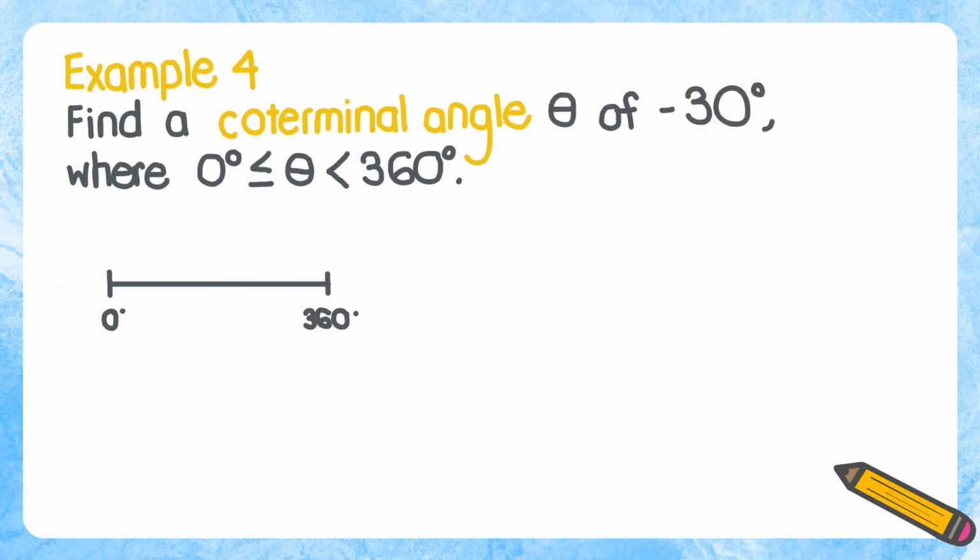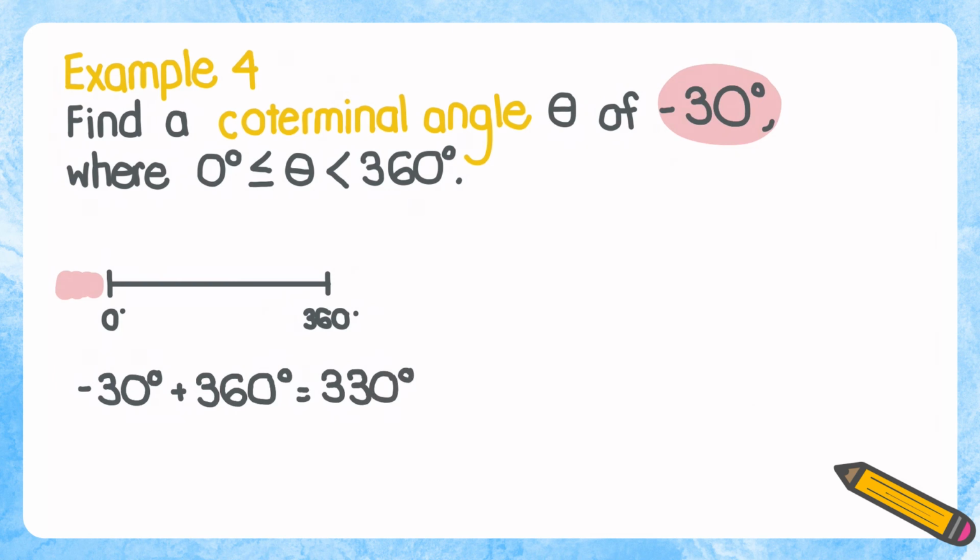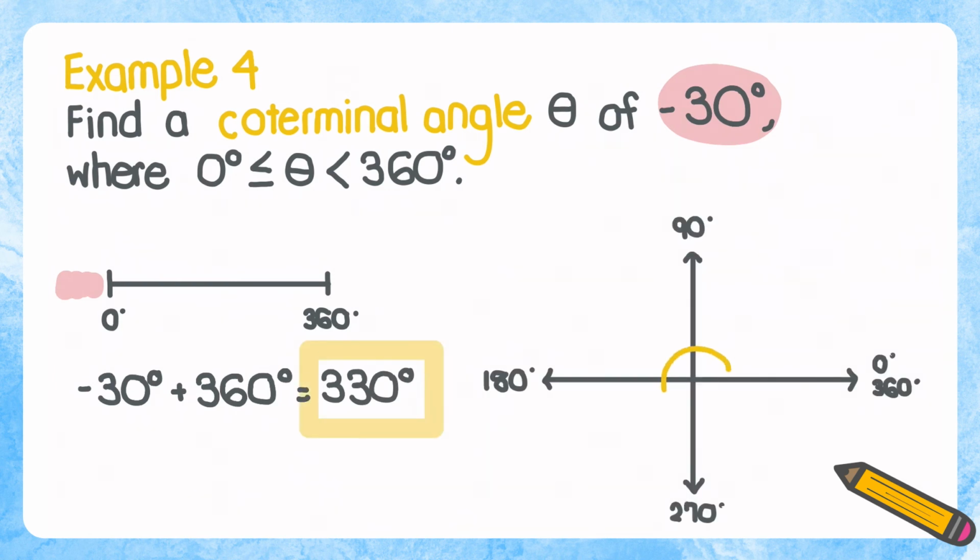Let's look at another example with a negative angle. So here we're going to find a coterminal angle of negative 30 degrees. This is less than 0 degrees. So what we're going to do is add a full circle. So we start off with negative 30 degrees and then add 360 degrees. And this would equal 330 degrees. So we know that 330 degrees is a coterminal angle of negative 30 degrees.